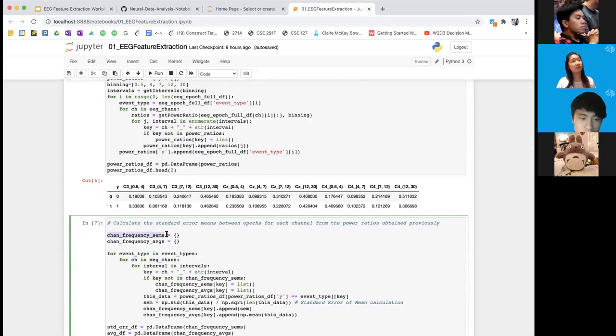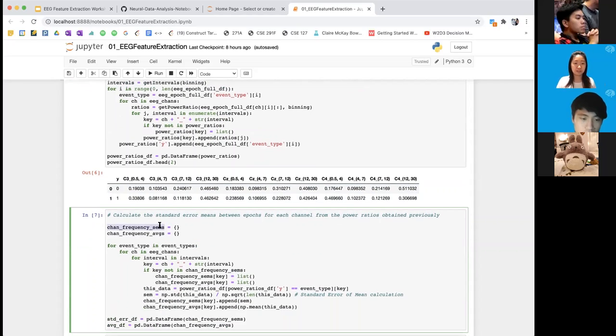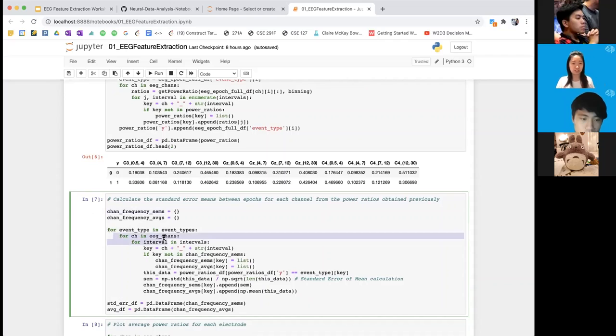Wait, actually, can you do this? No. Well, you'll need a list for the SEMs. So you'll still need to finish this and then calculate the standard error means. But this over here is actually just looping through the different columns, basically. So it's not looping through all the trials again.